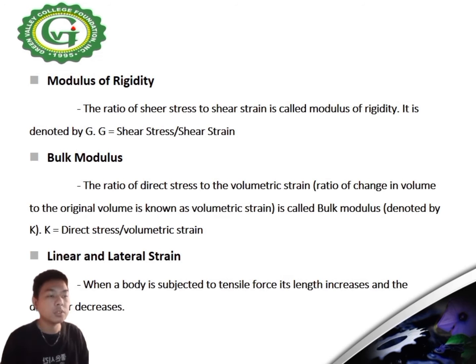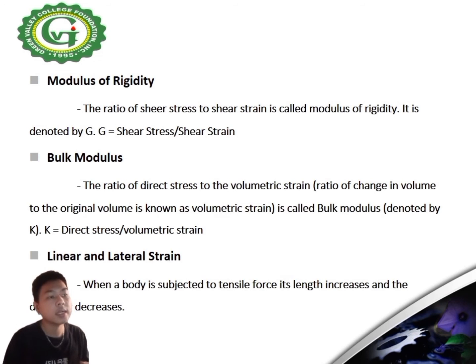Next is bulk modulus. The ratio of direct stress to the volumetric strain, where the ratio of change in volume to the original volume is known as volumetric strain, is called bulk modulus, which is denoted by K. So K is equal to direct stress over volumetric strain.